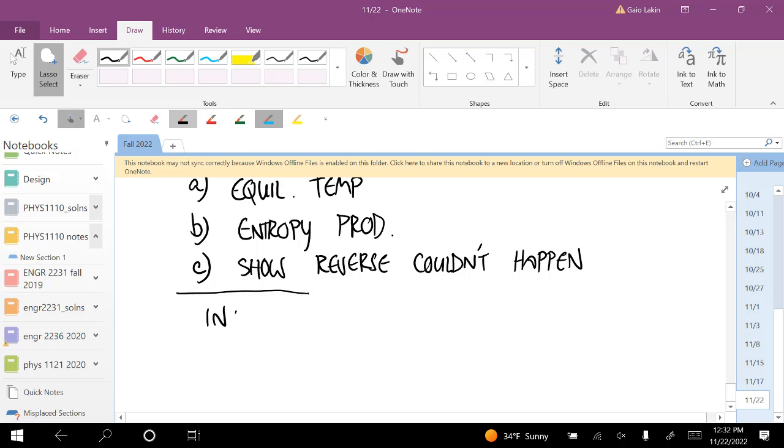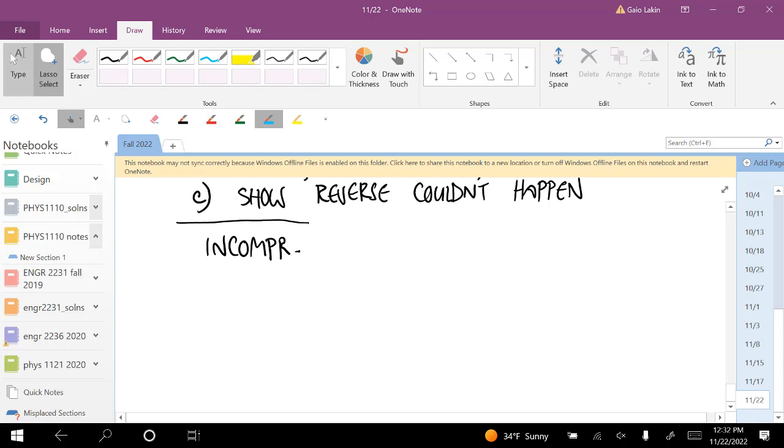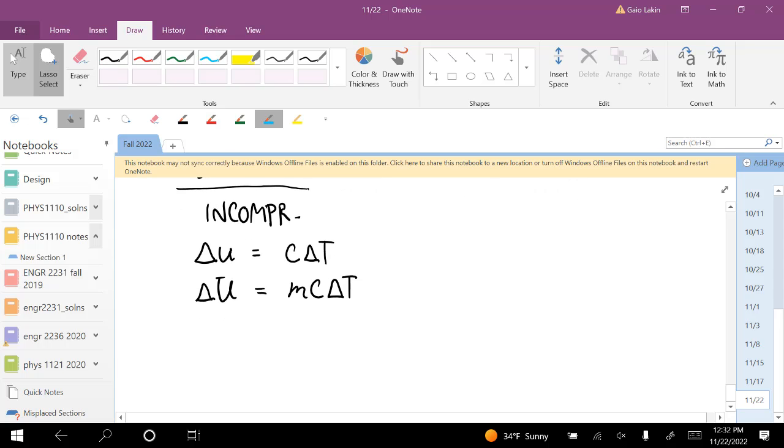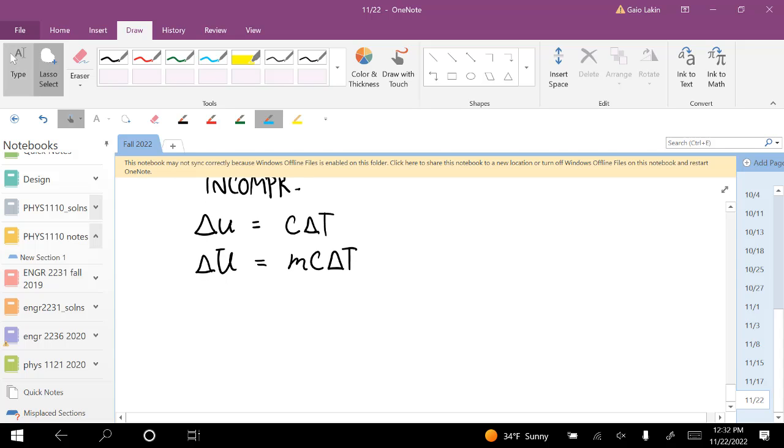Well, we're assuming that these are incompressible. And so the change in specific internal energy is C times the change in temperature. And so the change in extensive internal energy is the mass times the specific heat times the change in temperature. And since this is an isolated system, the total change in internal energy has to be 0.